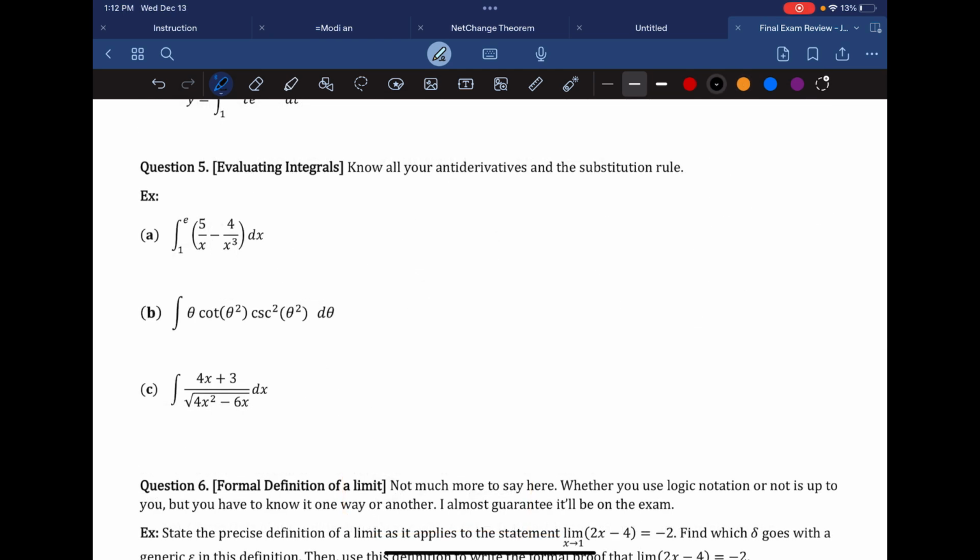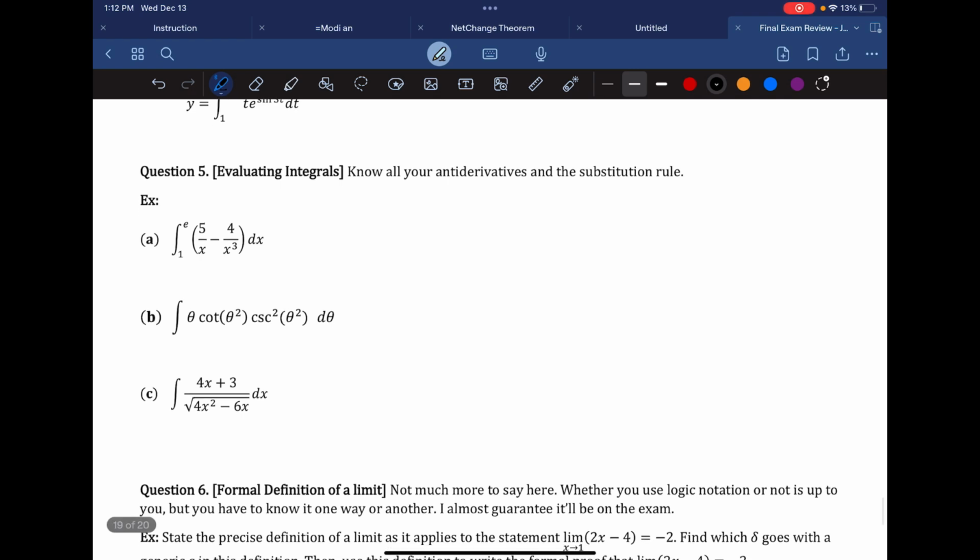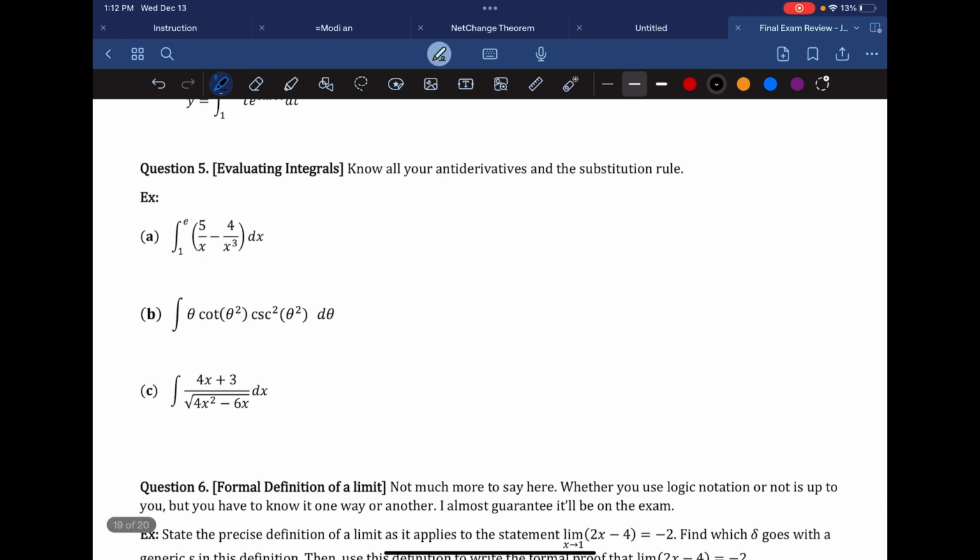All right, so B is going to be a U-sub problem involving trig. And so this one's kind of difficult, but all these U-sub problems are really just a puzzle. You really have 3 different candidates for what your U could be. So if you just try all 3 of them, you'll find which one actually works in the right amount of time. The correct pick for your U here is going to be cotangent of theta squared.